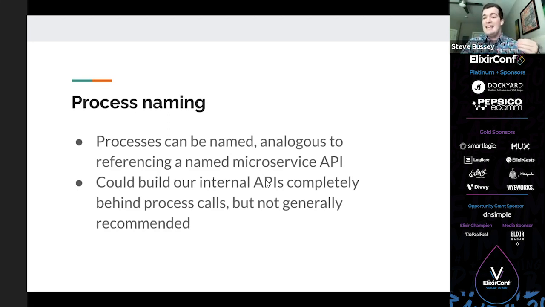What I really need is the PID so that I can send it a message, but the Beam is going to handle translating the name into the PID automatically for me. And it can even do this across the cluster. You can reference other nodes' processes as well. And like I mentioned, you can build out internal APIs completely behind process calls, but that's not generally something I'd recommend.